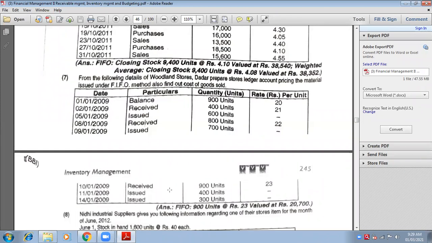First column will be date. Next column will be receipt, received. Next, issue, issued. And the last column, balance. Now, the receipt column will be divided into 3 parts: quantity, rate, and amount. And so like the issue and balance columns.